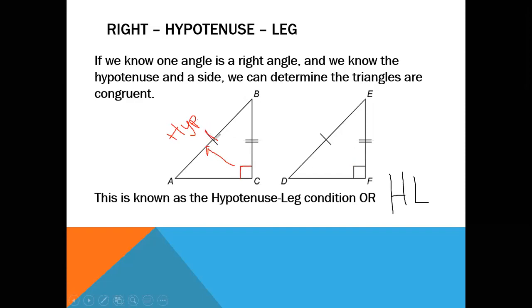So they've marked the hypotenuses are congruent. And then they've marked one of the legs. So you only need one of the legs on this one. So this one's called hypotenuse leg. Any questions?